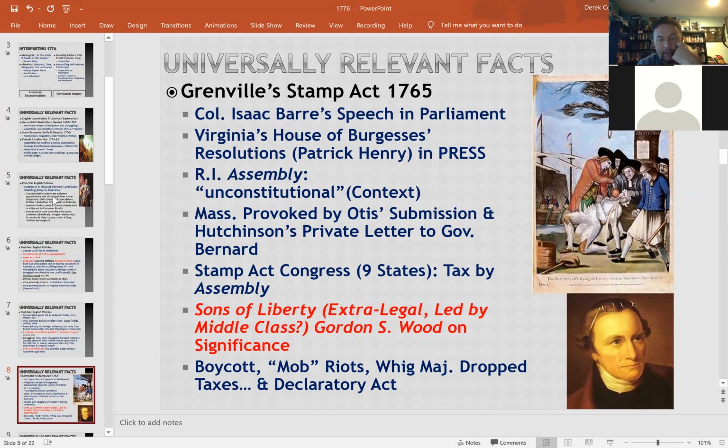And so the Whig majority in Parliament dropped the taxes and they issued the Declaratory Act in response, however, saying in the future, if it's not clear by English common law, Parliament virtually represents the American colonists. Maybe not literally, because the American colonists didn't vote in the parliamentary members, right? But that they represent them because they are of the same demographics. They have the same demographics in Parliament.